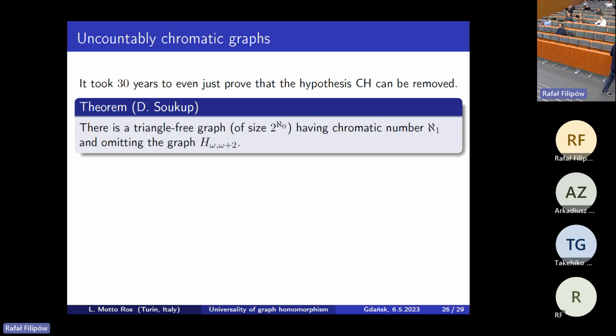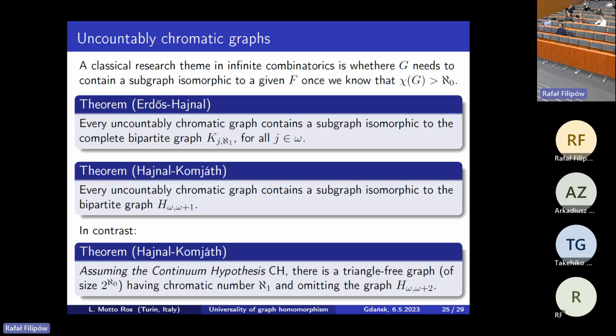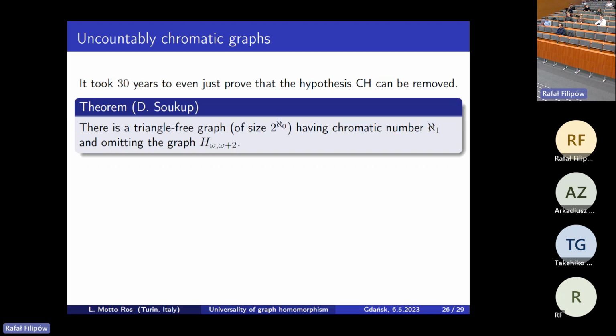And here is a big upshot. Daniel Soukup, after 30 years, so it took a long way to get there, with a different construction, showed that you can have this last theorem without the continuum hypothesis. So just in ZFC, you can prove the same. You can have examples of graphs with chromatic number Aleph1 which are triangle-free, and they omit this strange graph, the plus 1 version of the previous thing. So this is a ZFC result.